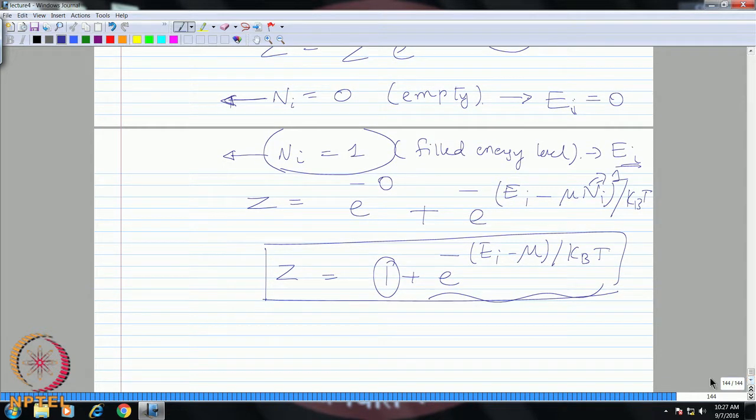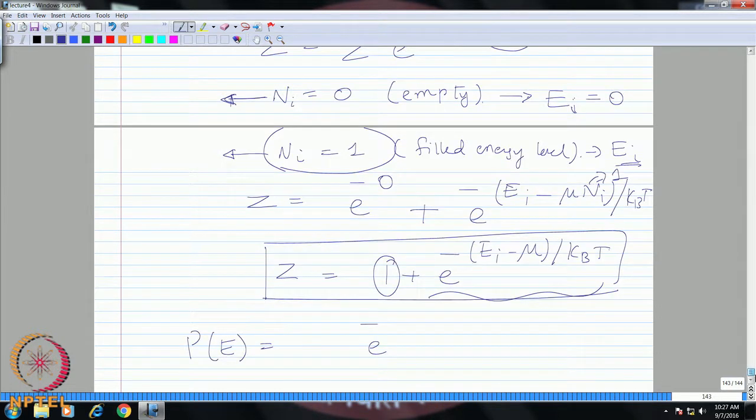After this we substitute back into the probability. P of E will be e power minus (E_i minus mu N_i) by k_B T, divided by 1 plus e power minus (E_i minus mu) by k_B T.